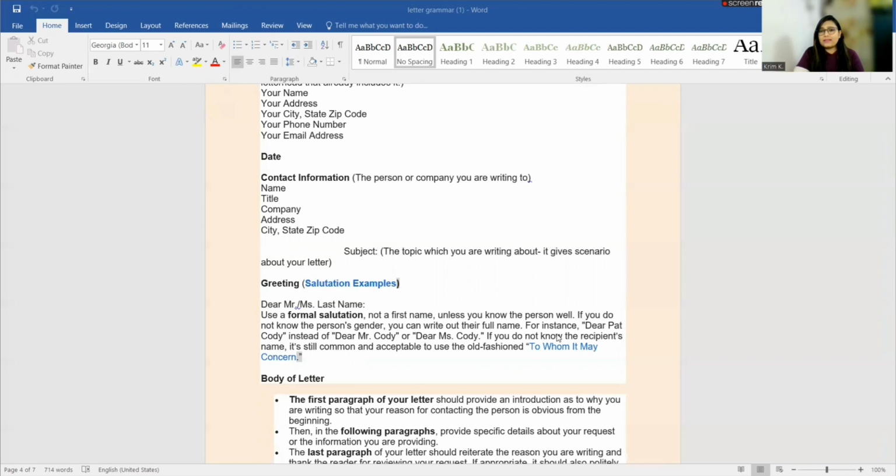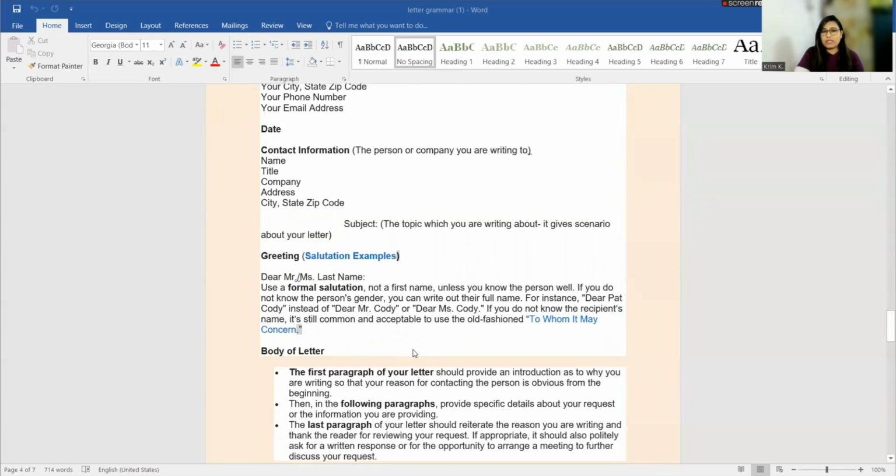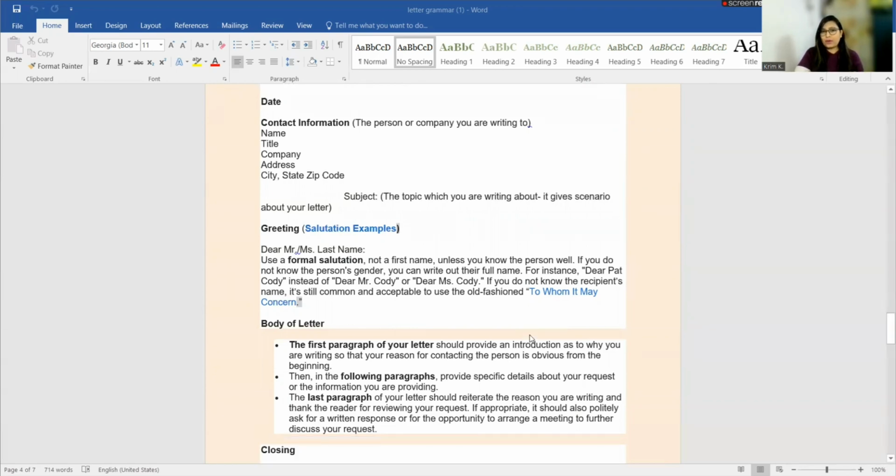For instance, "Dear Pat Cuddy" instead of "Dear Mr. Cuddy" or "Dear Miss Cuddy". If you do not know the recipient's name, it is still common and acceptable to use the old-fashioned "To whom it may concern". So if you don't know who is on the other side, you can write this.